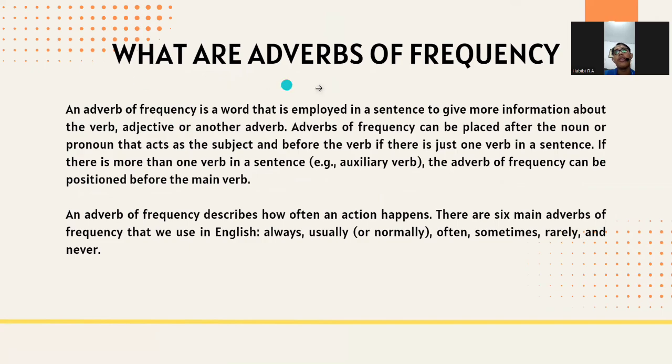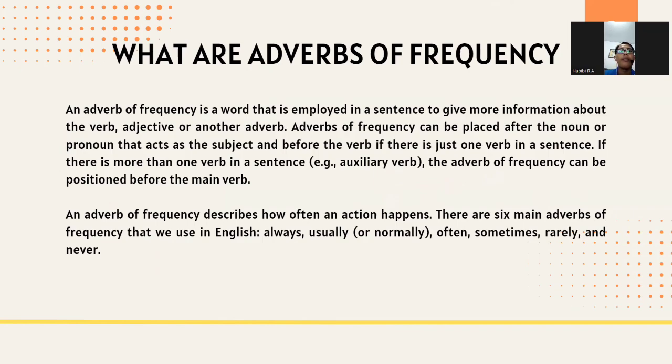And so, what are adverbs of frequency? An adverb of frequency is a word that is employed in a sentence to give more information about the verb, adjective, or another adverb. Adverbs of frequency can be placed after the noun or pronoun that acts as the subject and before the verb if there is just one verb in a sentence. If there's more than one verb in a sentence, such as an auxiliary verb, the adverb of frequency can be positioned before the main verb. An adverb of frequency describes how often an action happens.